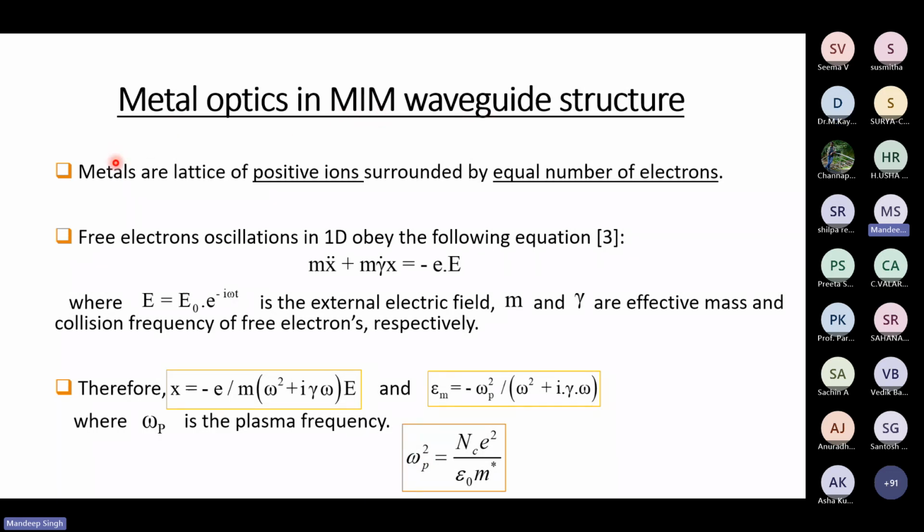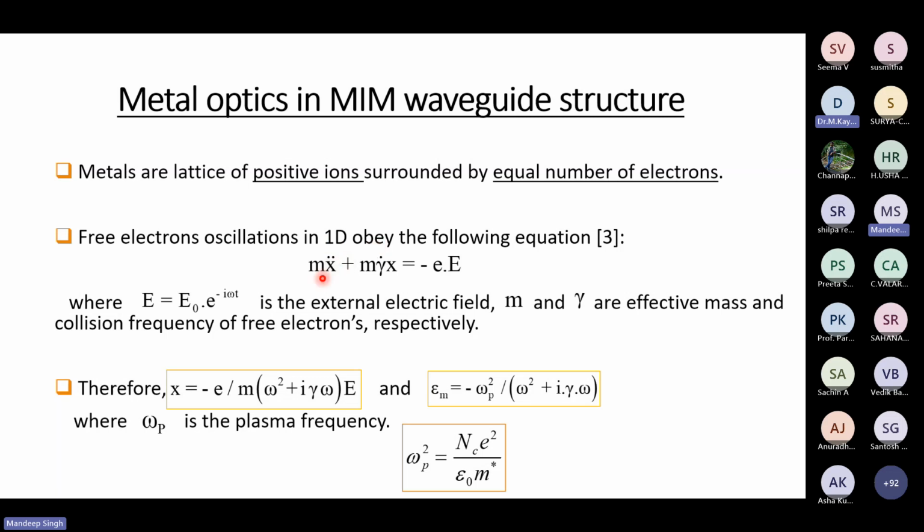Okay. So as I told, if you have metals and we go towards the atomic level study of such nanostructures, we can say that the metals are a lattice of positive ions surrounded by an equal number of electrons. And the position of these electrons changes with time. They are moving randomly, and we relate this situation with the gas model. Therefore, free electron oscillation obeys 1D equations.